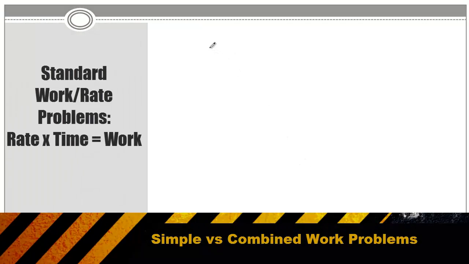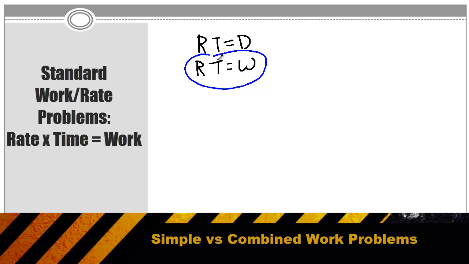In the video on word problems with rates, we saw how simple motion problems, which use the equation your rate times your time is equal to your distance, can be very similar to simple work problems, which use the equation rate times time is equal to work. There's a special subclass of work problems known as combined work problems or combined rate problems that have special versions of this rate times time equals work equation.